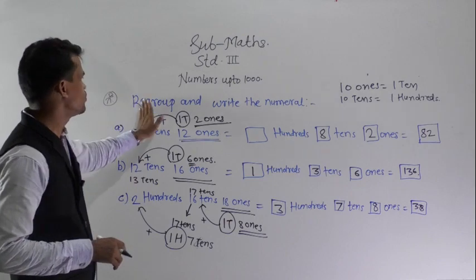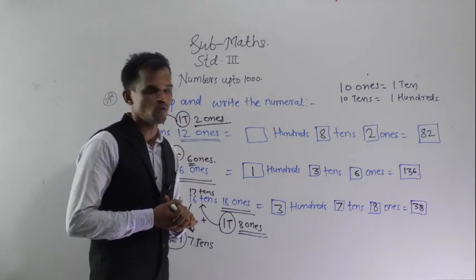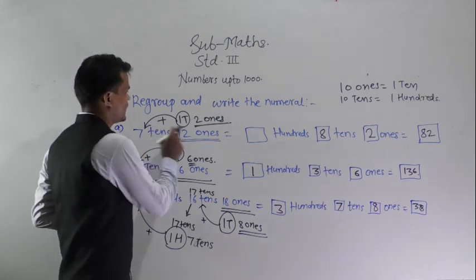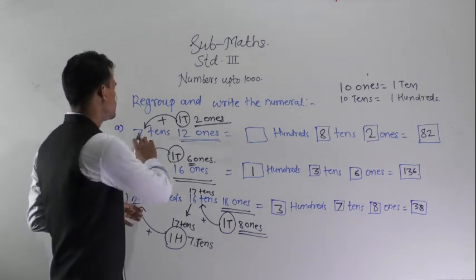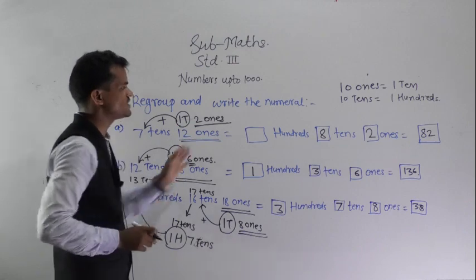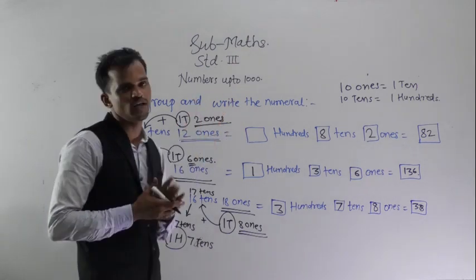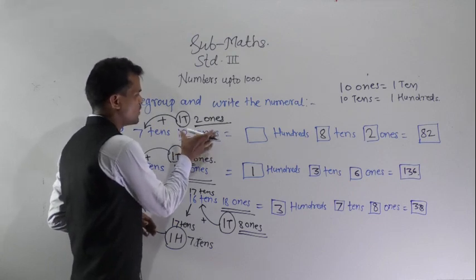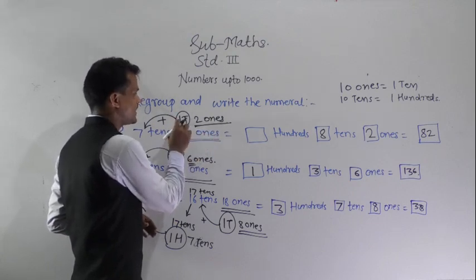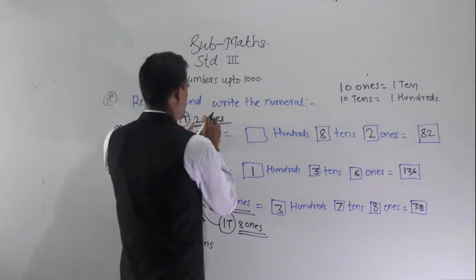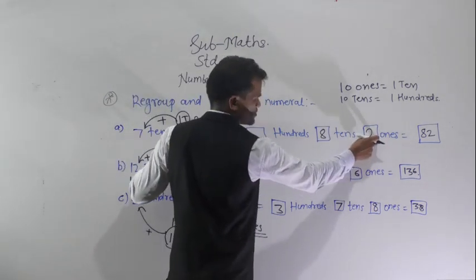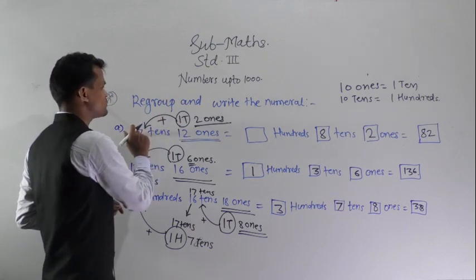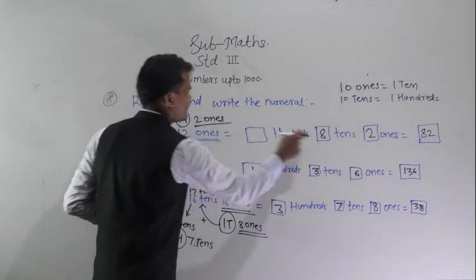Once again I am explaining this. Regroup and write the numeral. What to do here? 7 tens and 12 ones, so we have to regroup these into how many tens and how many ones. First you have to start from the ones place. 12 ones means 1 ten and 2 ones. So we have written this 2 here at the ones place. Then this 1 ten we have added into 7 tens. So 7 plus 1, 8.